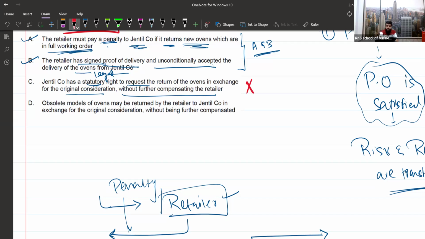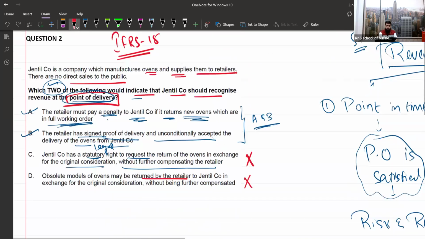Last one, obsolete models of the oven may be returned by the retailer. Again, that is the same point, that the goods may be returned by the retailer. If there is an option that the goods may be returned at any point of time, again the risk and rewards are not transferred. So obviously the revenue should not be recognized.